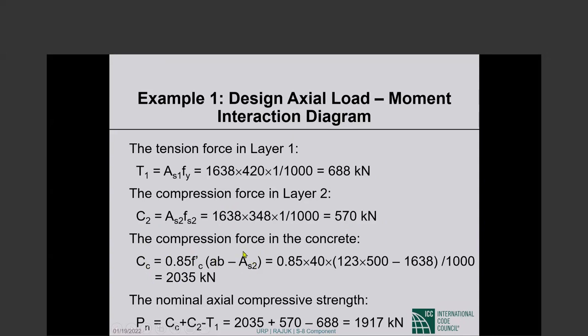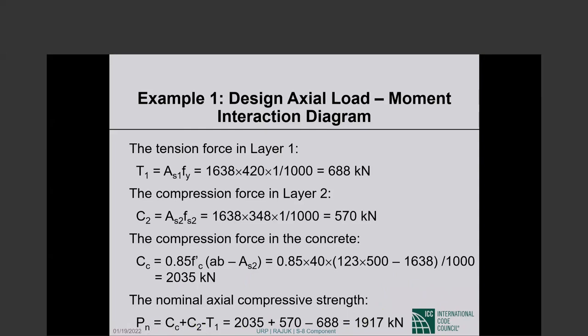We did not take out the compression steel area. This is typically not done. Theoretically, you should do it. Practically, we typically do not do it. Anyway, that gives us 35 kilonewtons. So P sub n is the two compressions minus the tension, and that is 1917 kilonewtons.